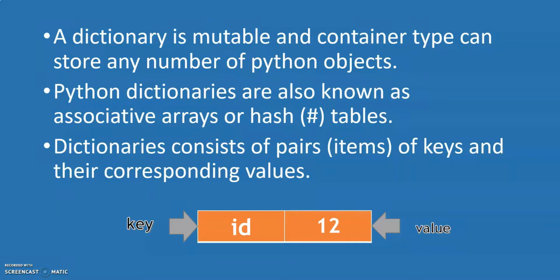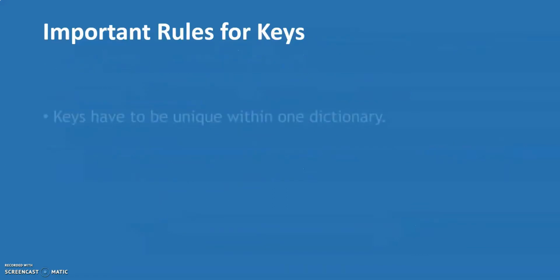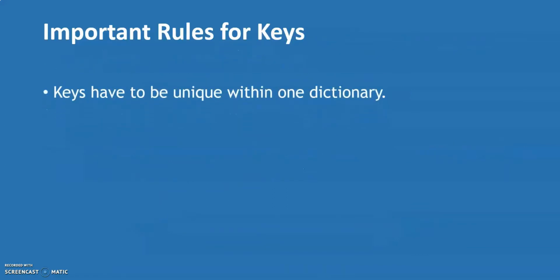We have certain rules to create keys and values. Let's see some important rules for creating a key and value. Keys have to be unique within one dictionary. That means within one dictionary, each and every value has a unique key which is different from one another.